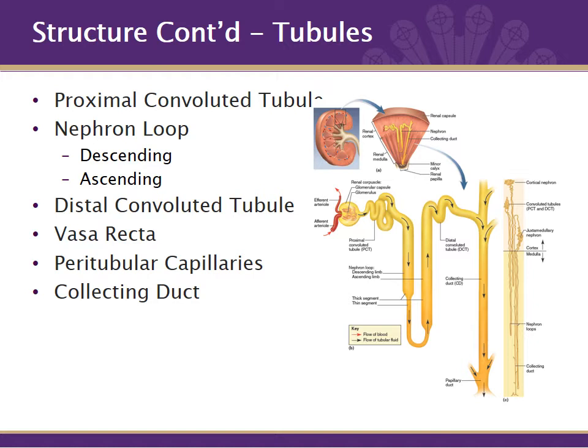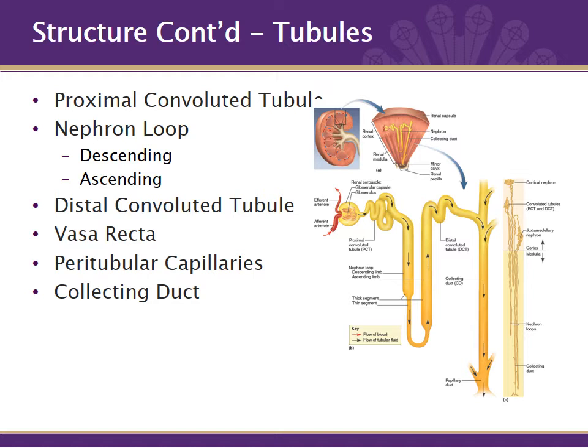Once the tube has returned to the cortex, it becomes twisted again, although less twisted than the PCT, and is called the distal convoluted tubule, or DCT. The DCT is made of cuboidal epithelium and has little to no microvilli. This is also the end of the nephron.